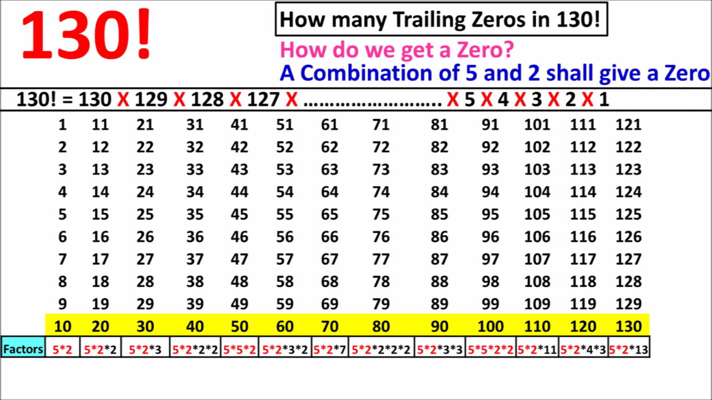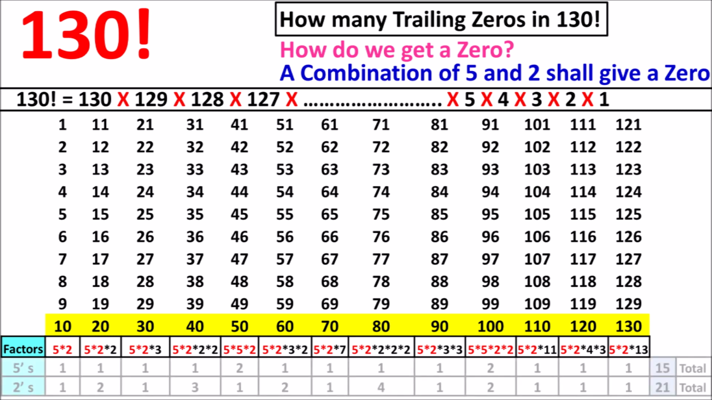Therefore, the number of trailing zeros in any number is dependent upon the number of 5s and the number of 2s in its factors. That means we have to identify the factors of all the numbers from 1 to 130 to identify the number of trailing zeros in 130 factorial, and from all those factors, we have to identify the number of 5s and number of 2s. But it will take a huge time. Therefore, let us further analyze the factors of these yellow highlighted numbers.